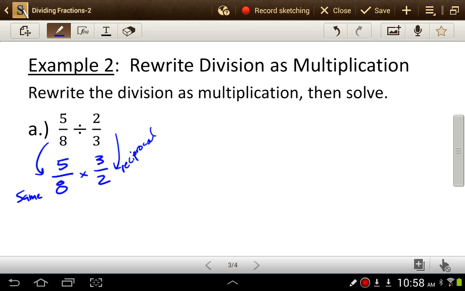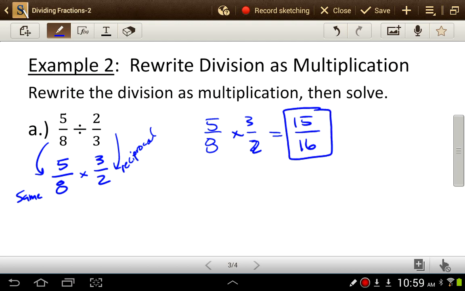All right, so we are going to now answer this problem. 5 times 3, I'll rewrite it over here. You multiply across. 5 times 3 is 15. 8 times 2 is 16. You get 15/16. You can't simplify it. You can't turn it into a mixed number, so you are done. If you need to pause, go ahead. Otherwise, I'm moving on to the next one.